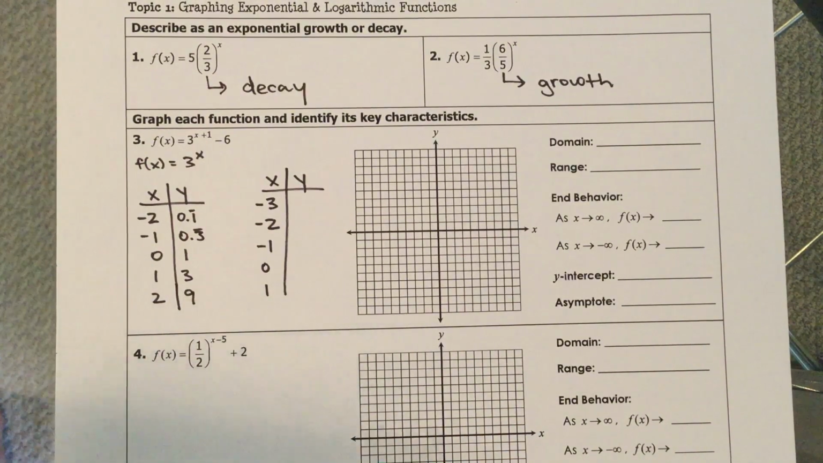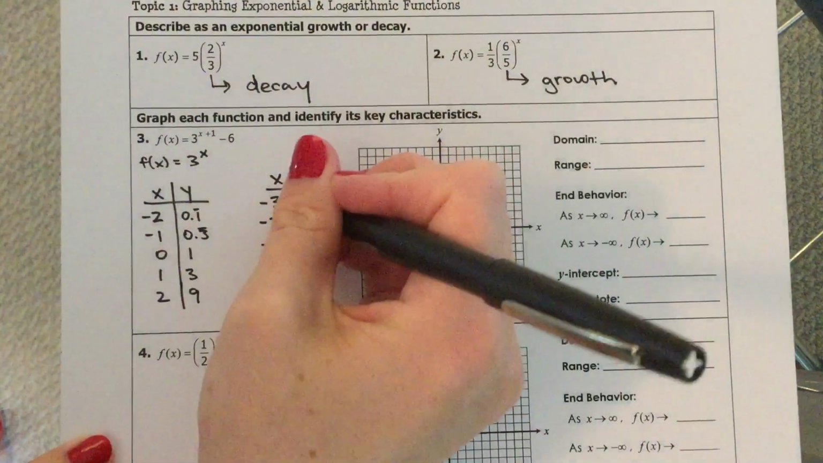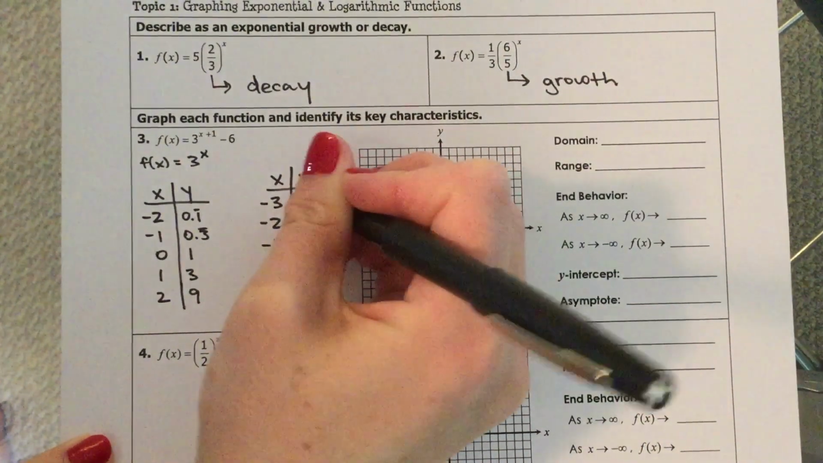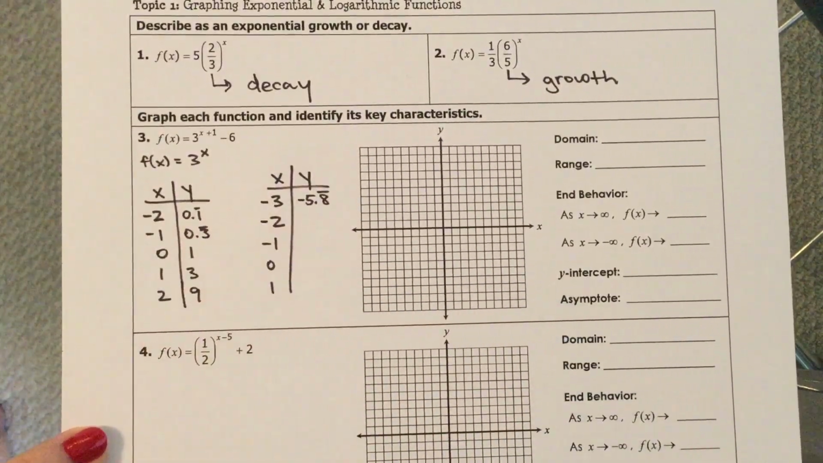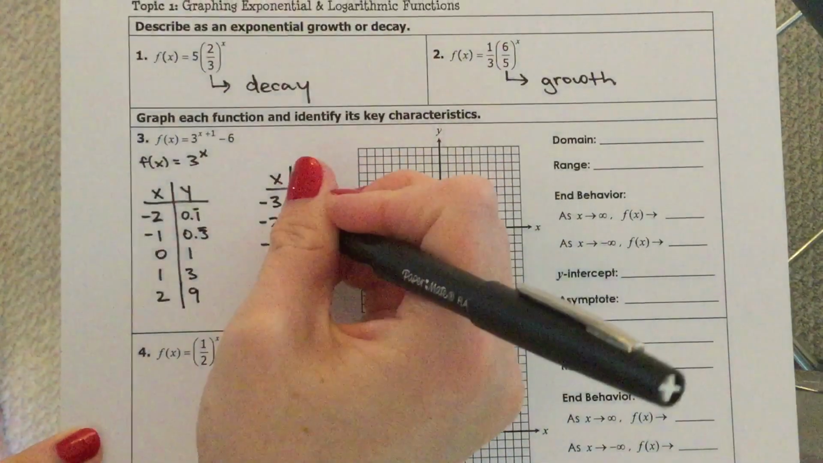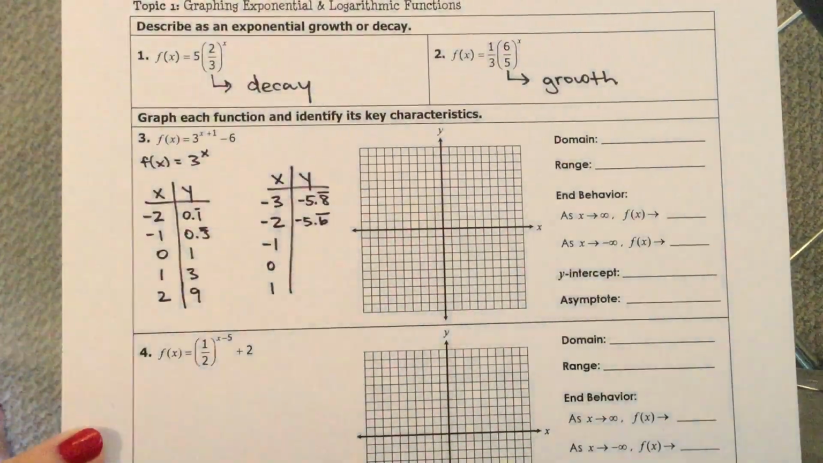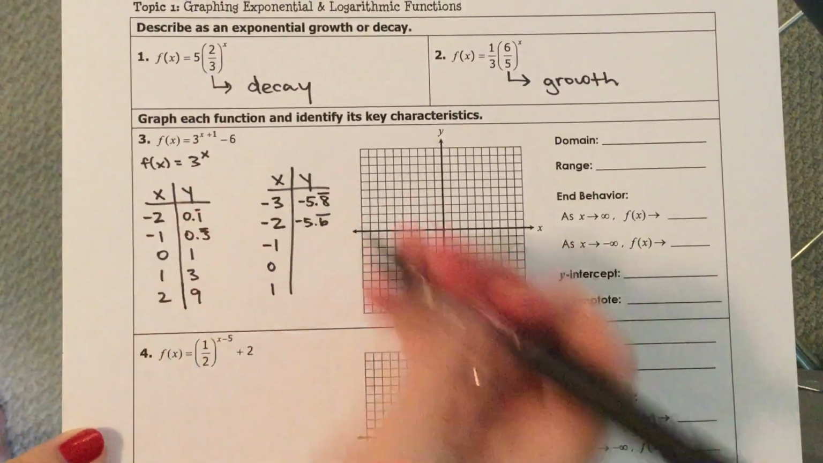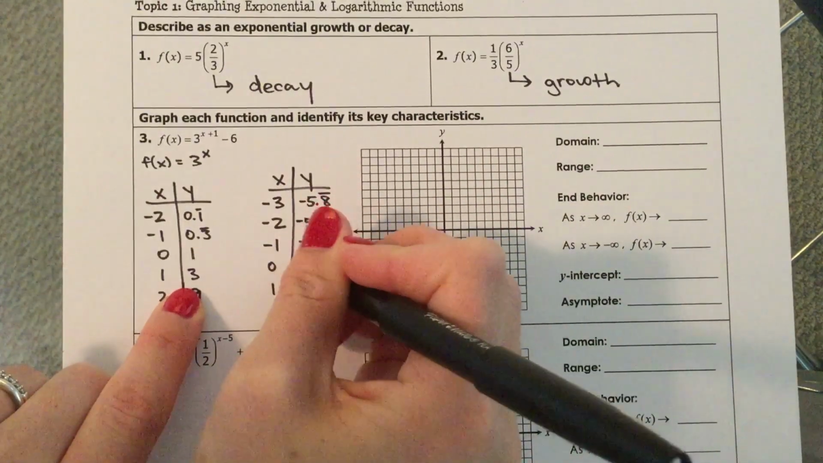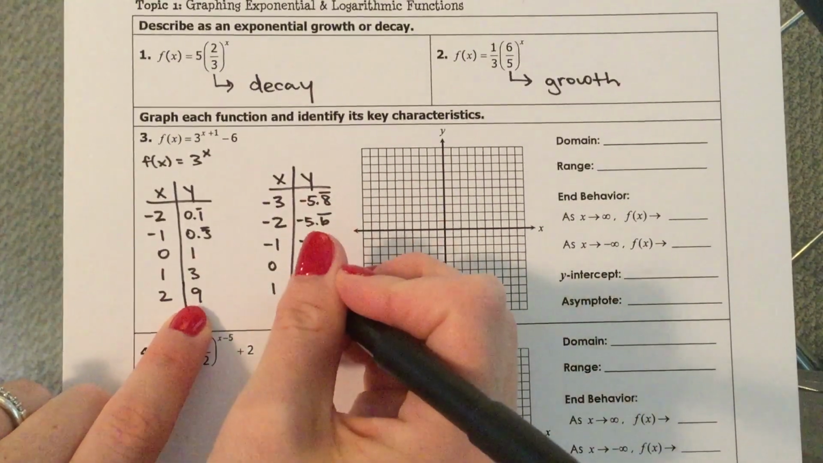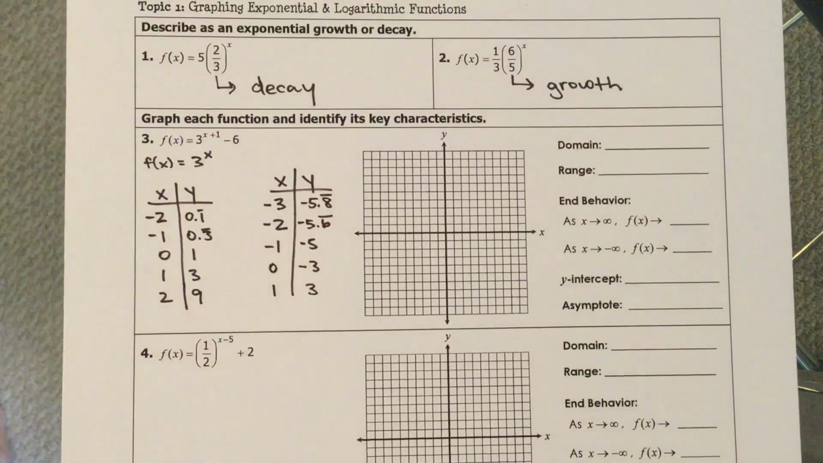So 0.1 repeating, if you subtract 6, you get -5.8 repeating. 0.3 repeating -6, and you would get -5.6 repeating. 1 minus 6 is -5. 3 minus 6 is -3. And 9 minus 6 is 3. So you've got those 5 values that you can plot on your graph.